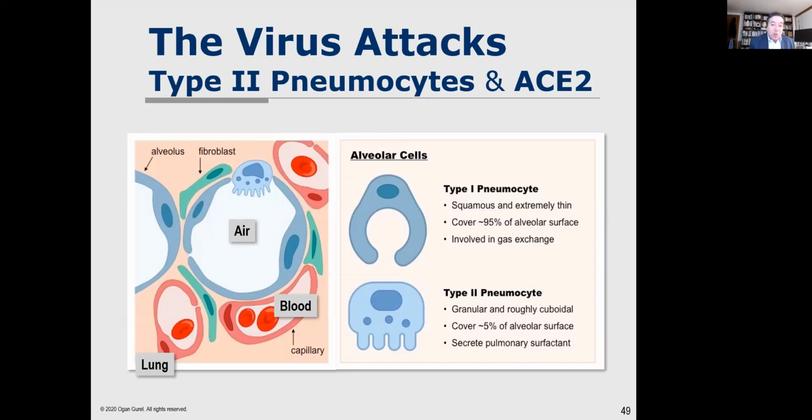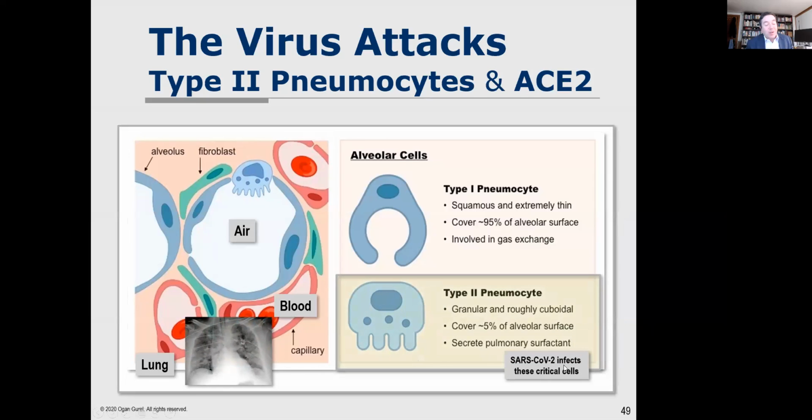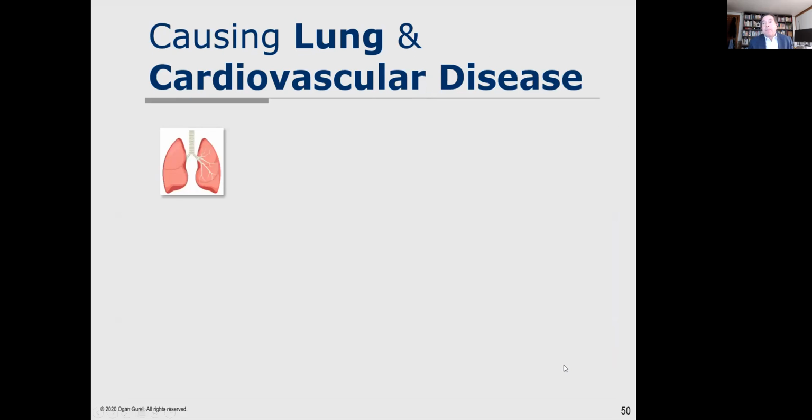The type 2 pneumocyte is in effect the vulnerable point for the lungs. The flu actually infects more of these type 1 pneumocytes, so it has a broader effect. It may seem more dangerous, but this type 2 pneumocyte is very critical, and you don't need that much virus necessary to start to compromise lung function. So SARS-CoV-2 infects these critical cells.